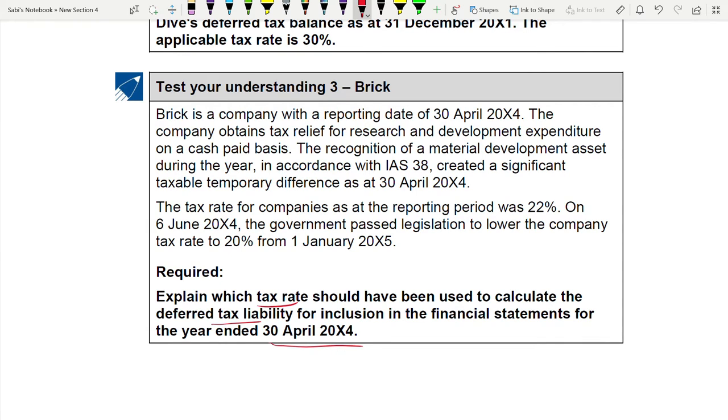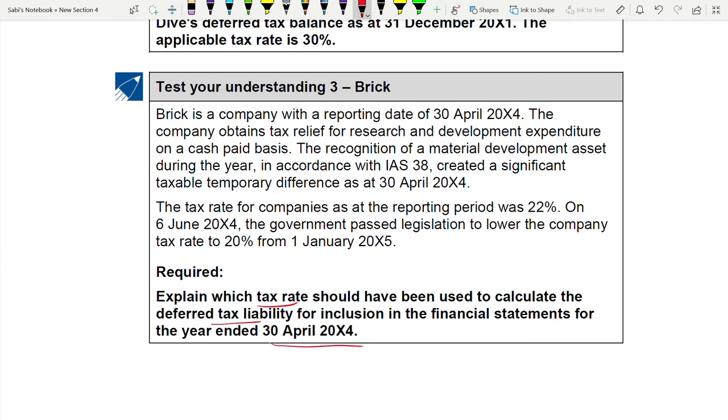Date is very important. Tax rate is very important. In your exam, you might be given 2-3 different tax rates. You have to be smart enough to choose the correct rate. Even if you choose the wrong rate, at least justify why you have taken that rate. You should be able to do that.